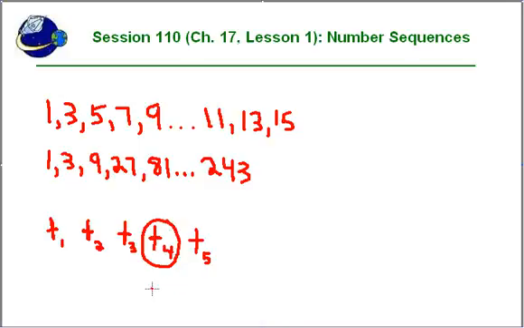So backing up, here's T4. What is T4 in our first sequence here? What is our fourth term? Well, you start at the beginning. Here's our first, second, third, fourth. The fourth term, T4, in our first sequence is 7. What's T4 in our second sequence? Well, T4 would be the fourth term over. That would be 27. So that's what the T's represent with the subscripts.